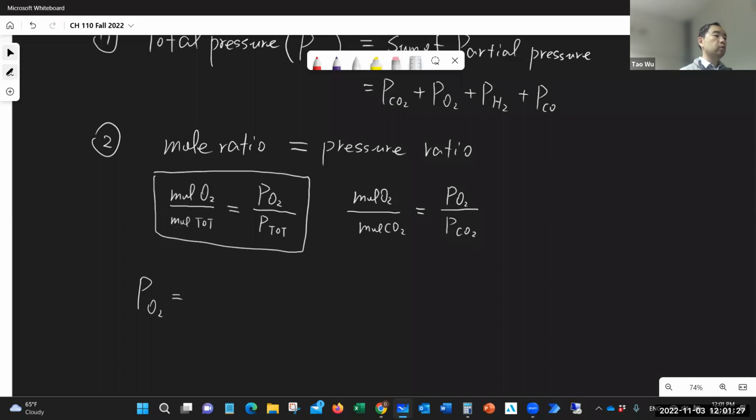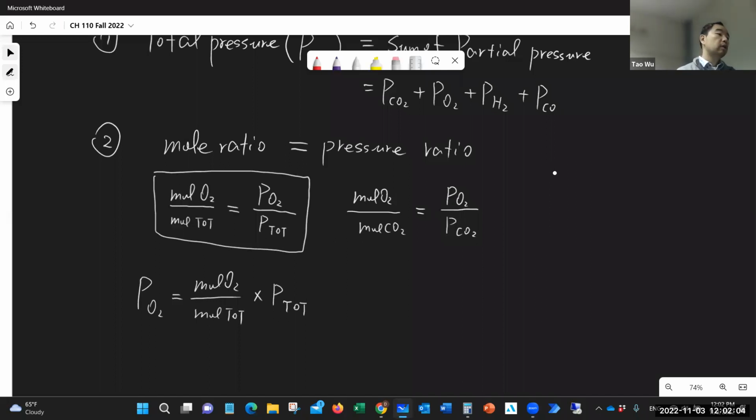The partial pressure of the oxygen will be just equal to the moles of the oxygen divided by the total moles, multiplied by the total pressure. This is how we figure out the partial pressure of each of the single gases in a mixture. If you know the mole ratio and multiply by the total pressure, you will get the partial pressure of these gases.